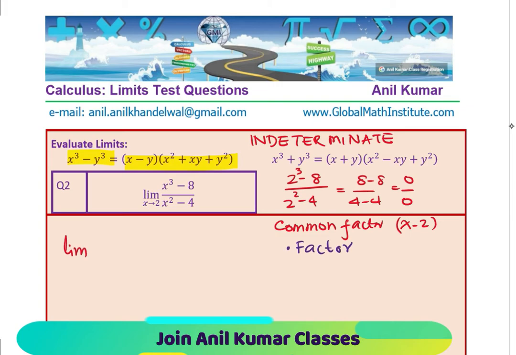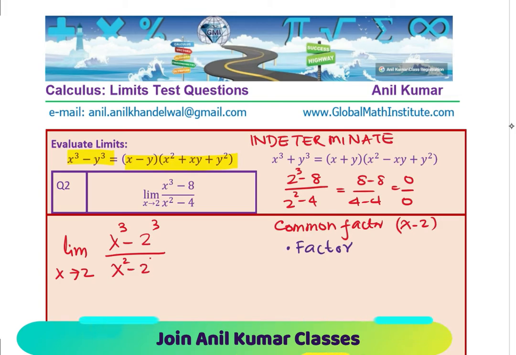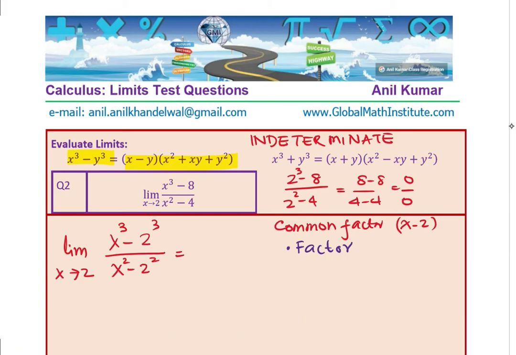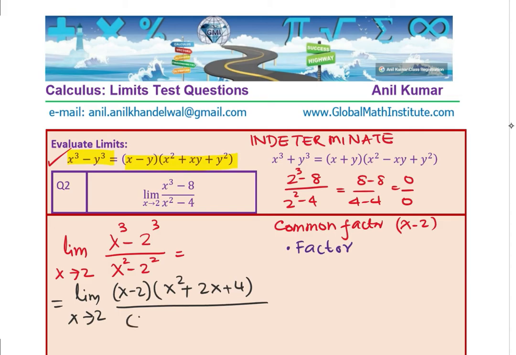So we have to find the limit when x approaches 2 for x cube minus 2 cube, since I'm writing 8 as 2 cube, right? And then we have x squared minus 2 squared, as I'm writing 4 as 2 squared. So clearly, as you can see, we have difference of cubes and difference of squares. I can now apply this formula and factor. Clear? So let's do that. So we get this as limit x approaches 2, and the numerator, we have x minus 2 times x squared plus 2 times x plus 2 squared, which is 4, divided by x plus 2 times x minus 2.